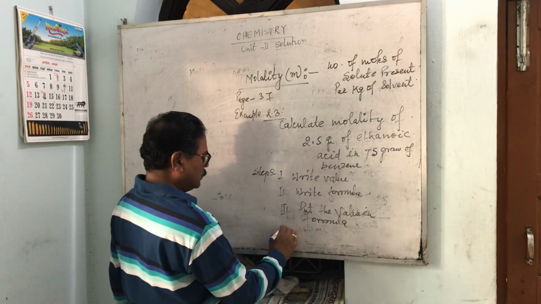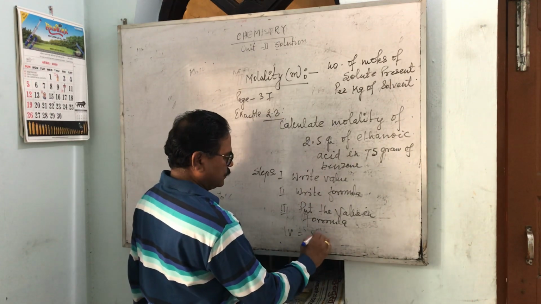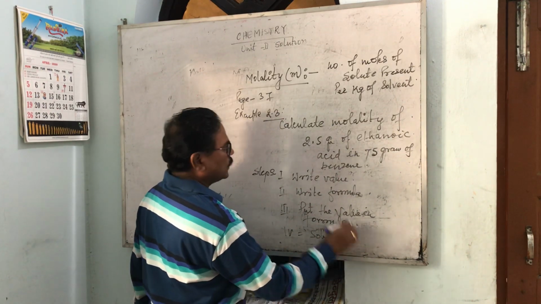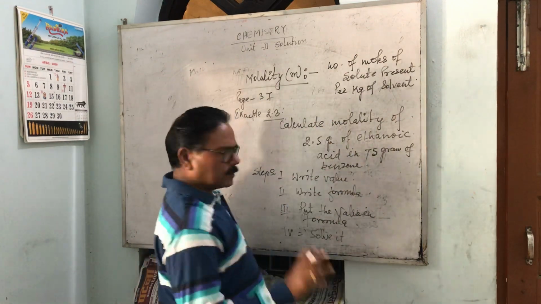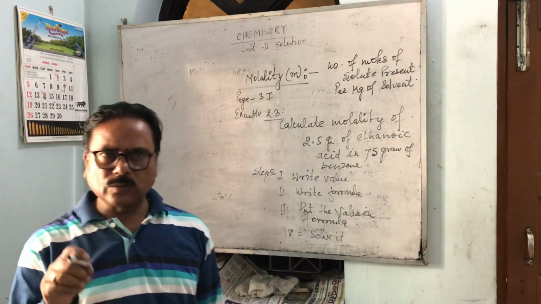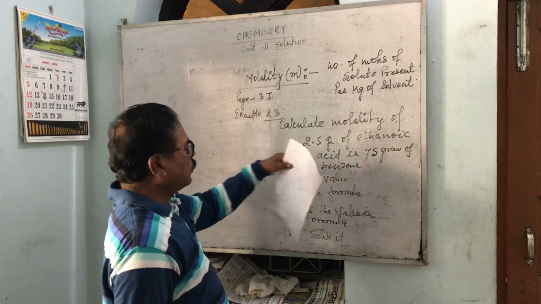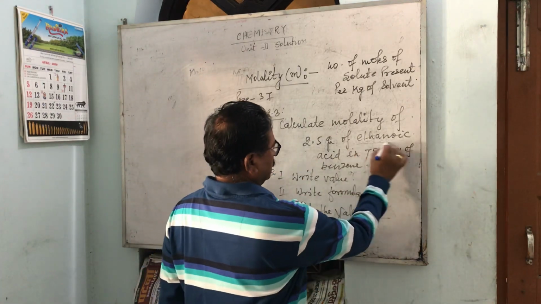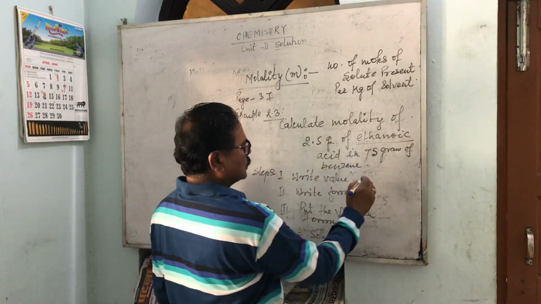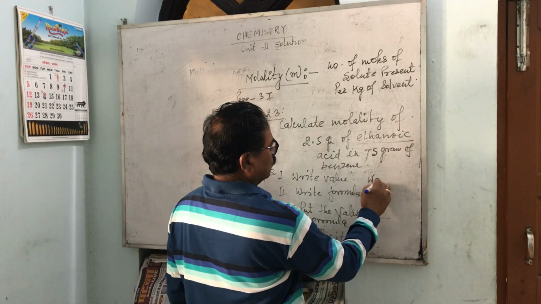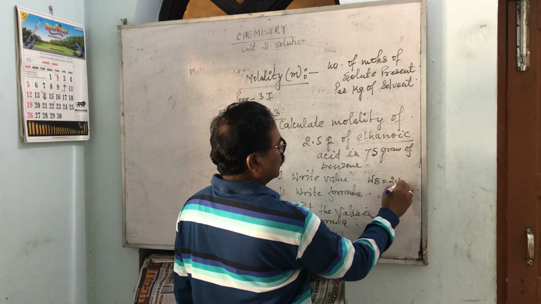And the fourth step is solve it. So how will we write the values? It is the technique. The 2.5 gram of ethanoic acid is in less amount, so it is the solute. So WB is 2.5 gram of solute.